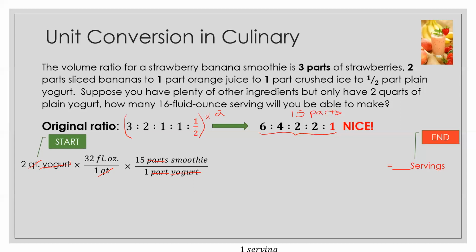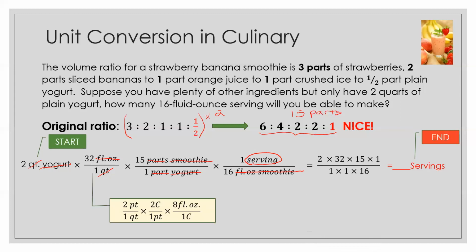So the next thing to say is that there are 16 fluid ounces in 1 serving, right? 16 ounces of smoothie in 1 serving. So we can go ahead and cross out, cancel out fluid ounces of smoothie. So now we end up with just servings, and that is what we needed to end up with. So just throw that into your calculator. You should get 60 servings, okay?